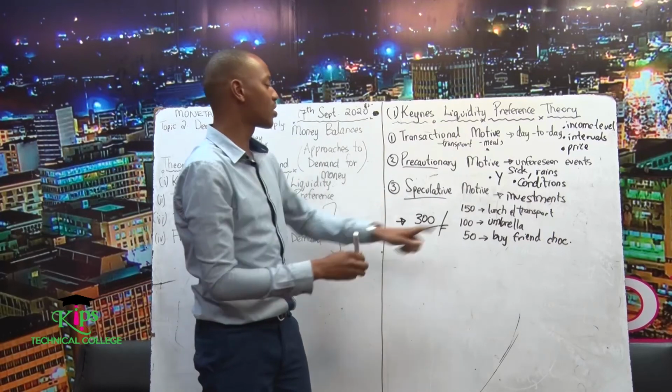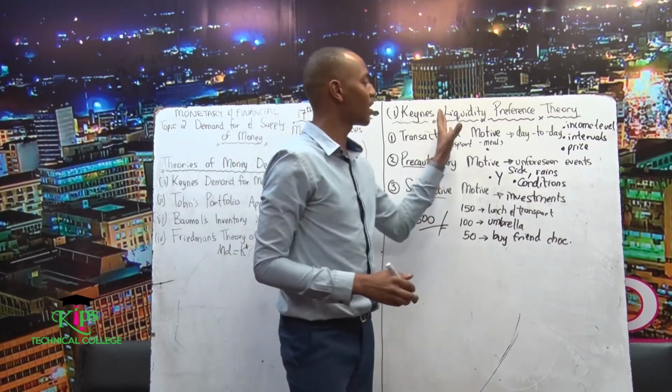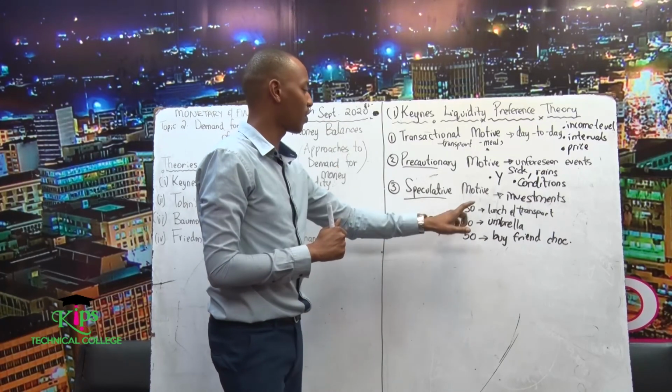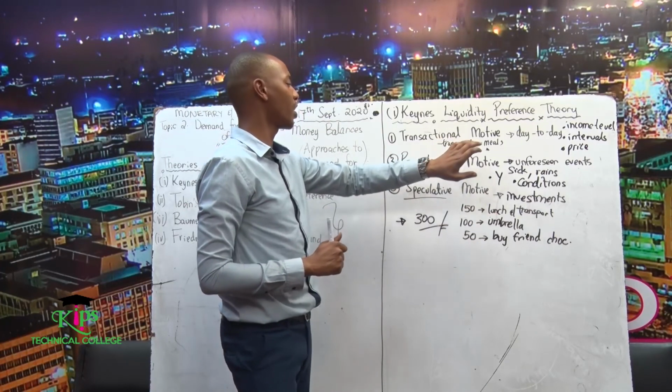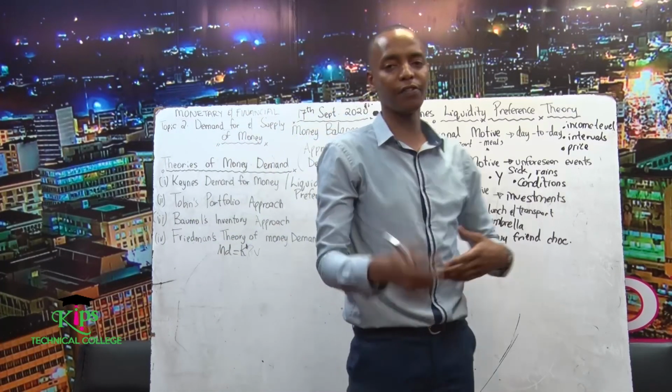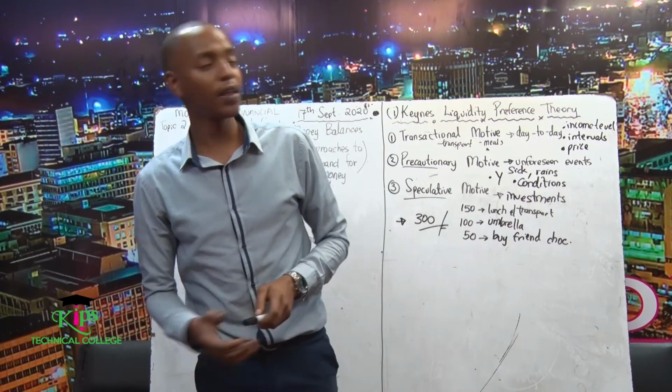So those are the three reasons that Keynes believed people wanted to have cash in their pockets, so that they are able first to pay for their transactions, then to have money for precautions, and also for investment. I think that's all under the demand for money.